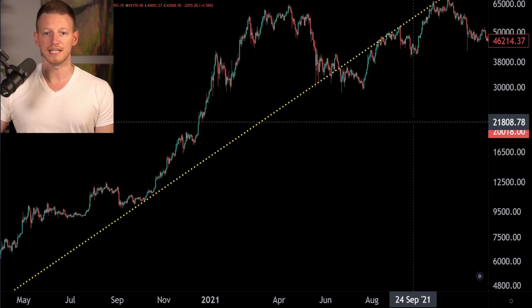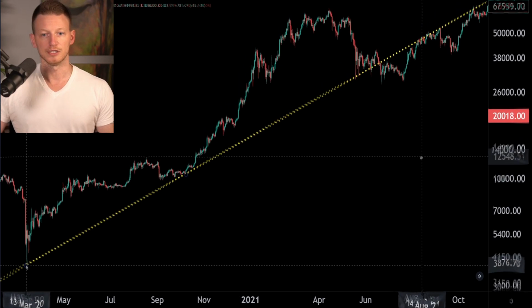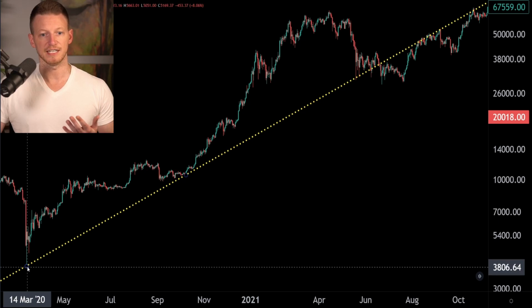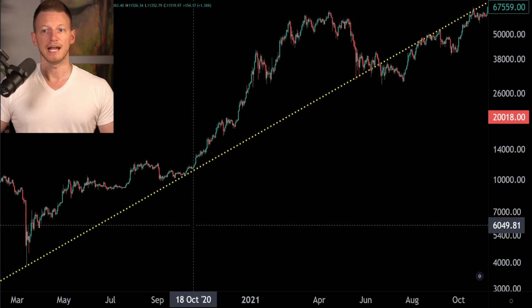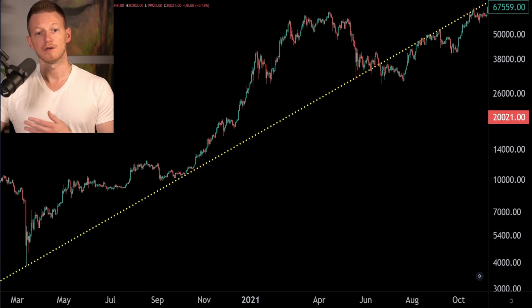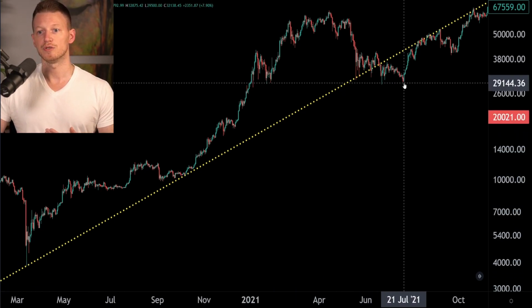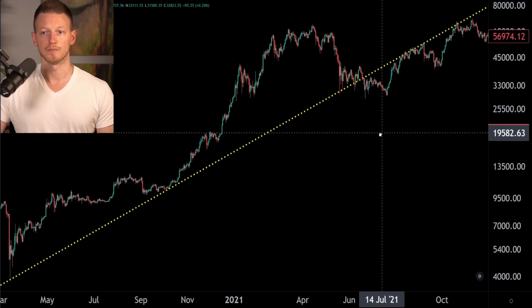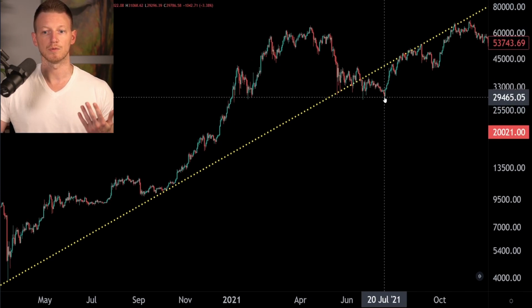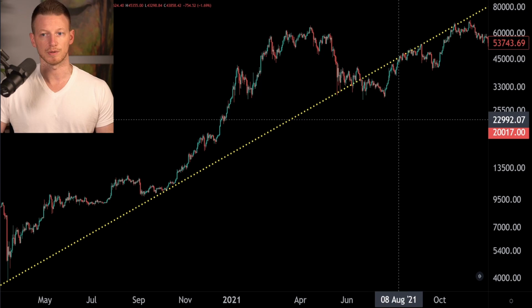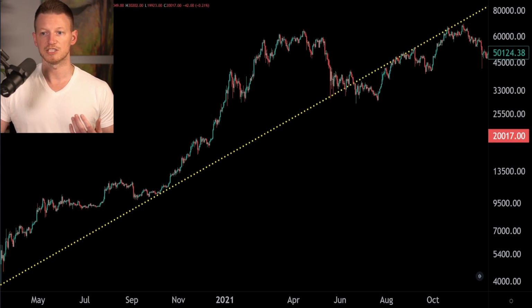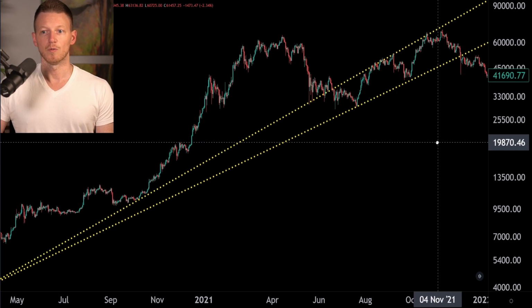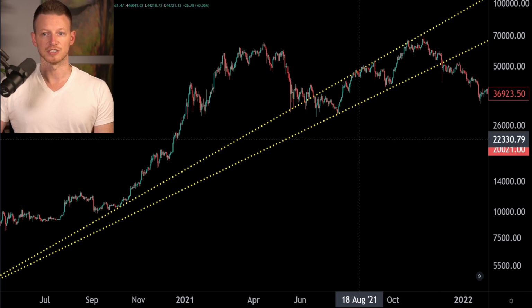So what we're going to do then is use the same anchor point using the COVID capitulation event, this low that we made right here. And what we're going to do then is draw the trend line that was formed from the COVID event to the next bottom of our cycle. So the next bottom we made was right here in July of 2021. Okay. And so when we draw that line, what happens? Well, another fascinating thing occurs.